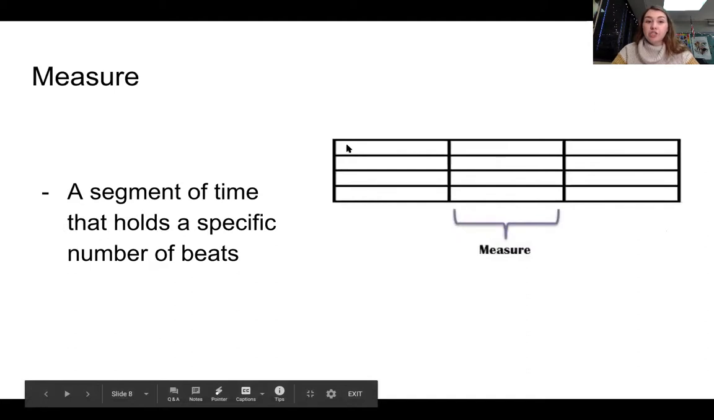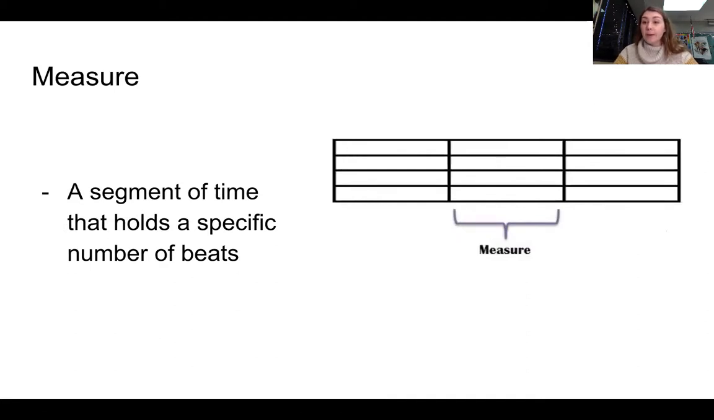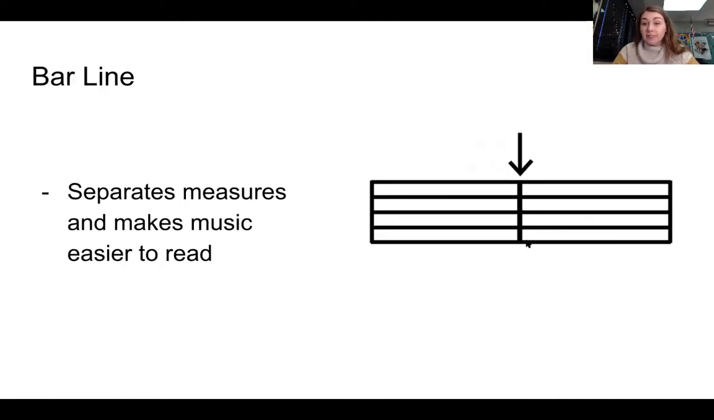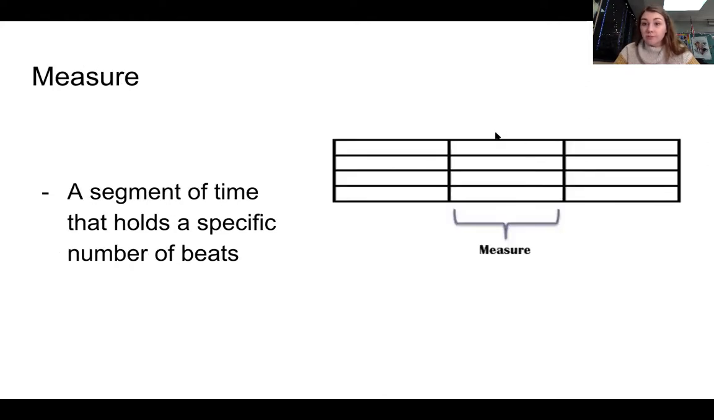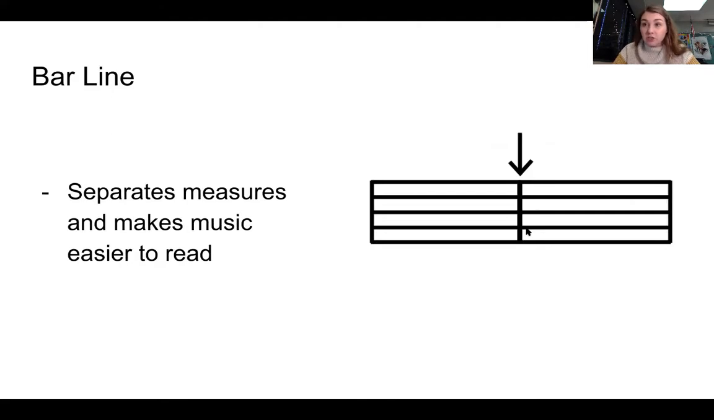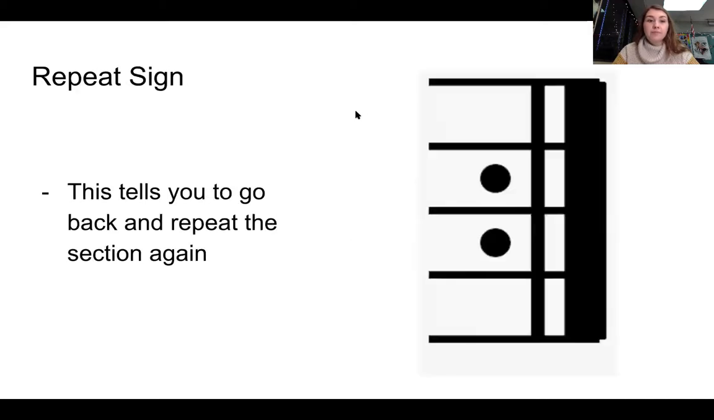All right, a measure is a segment of time that holds a specific number of beats. Remember, when we talk about a measure, we're talking about the space between these two lines, the up and down ones. Between the lines is the measure, and it holds a specific number of beats. Now, the line itself, the up and down line, is called a bar line. That separates the measures and makes music easier to read. That is a bar line. So I'll go back. The space between is a measure. The line itself that divides the music up into measures is a bar line. All right, stay with me.